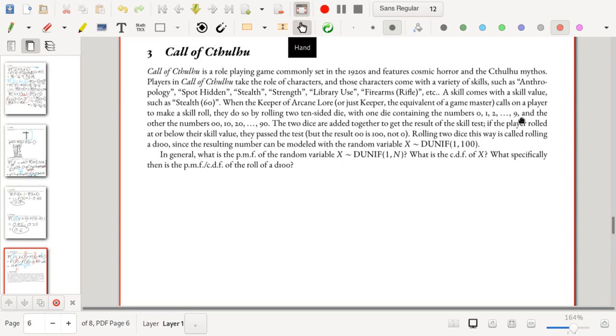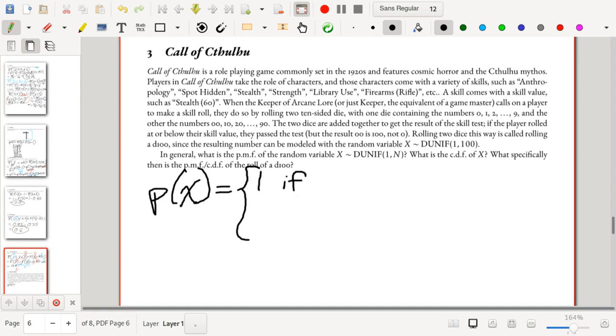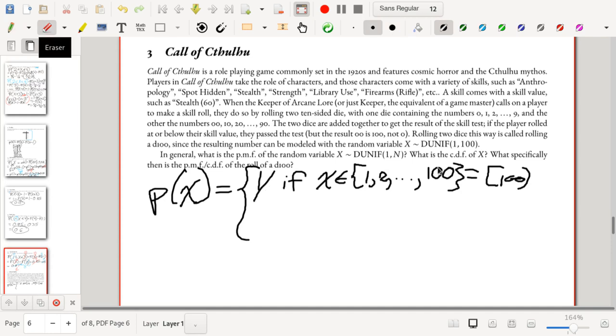In general, what is the probability mass function of the random variable x following a discrete uniform distribution with minimum parameter 1 and maximum parameter n? I'll go ahead and answer that right now. For such an x, p of x is equal to 1 if x is amongst the numbers 1 going all the way up to 100. So x is any integer between 1 and 100. So it will be 1 over... Oh, no. I said n, not 100. So this needs to be made for general n. And so 1 over n and 0 otherwise.